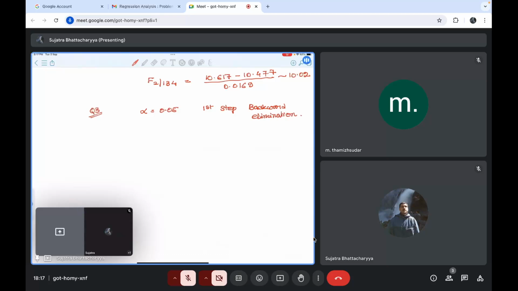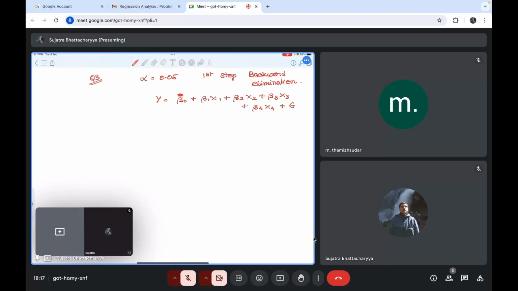Okay, so now the first step, actually the starting step of backward elimination, is that you assume the full model first. So there are four regressors: beta naught plus beta 1 x1 plus beta 2 x2 plus beta 3 x3 plus beta 4 x4. This is the full model. You have to assume the full model first. We have discussed this.